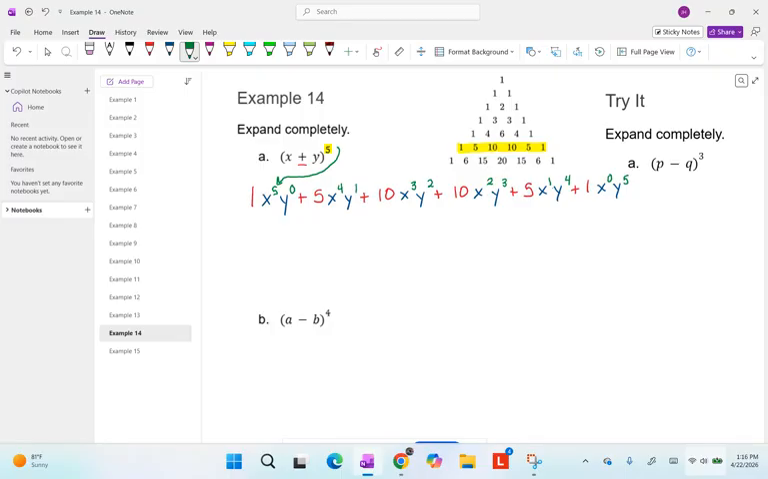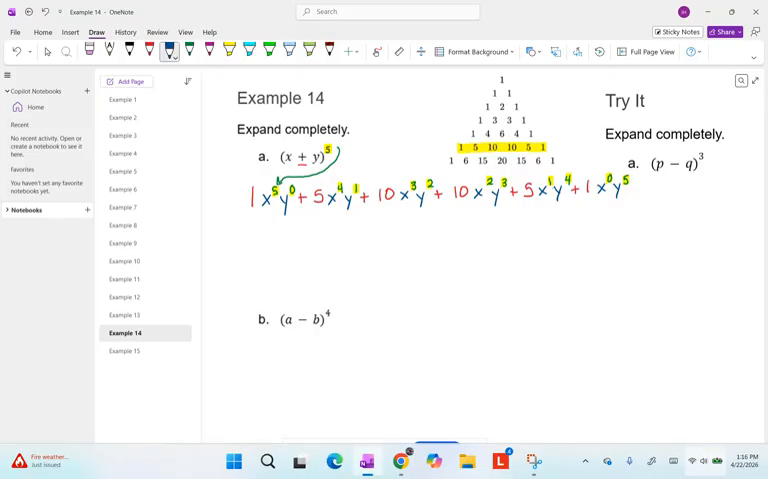So a couple patterns that we notice here. First of all, the pattern with the coefficients 1, 5, 10, 10, 5, 1. Okay, that comes from Pascal's triangle. But then also, if we look at these exponents, if we look at 5 and 0, 5 plus 0 is 5. 4 plus 1 is 5. 3 plus 2 is 5. 2 plus 3 is 5. You get the idea. When we're adding the exponents, they always add up to 5, or whatever the degree is on our binomial.